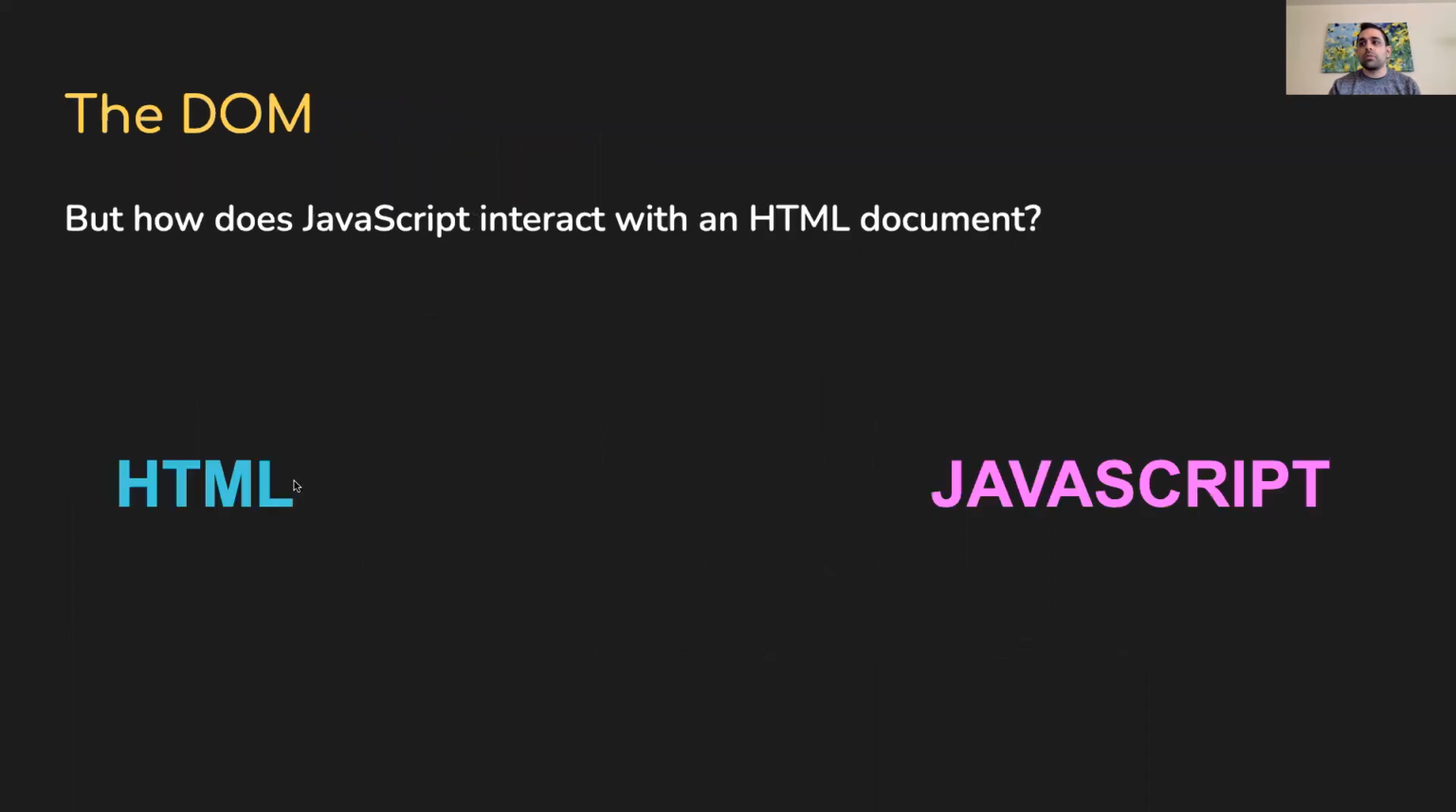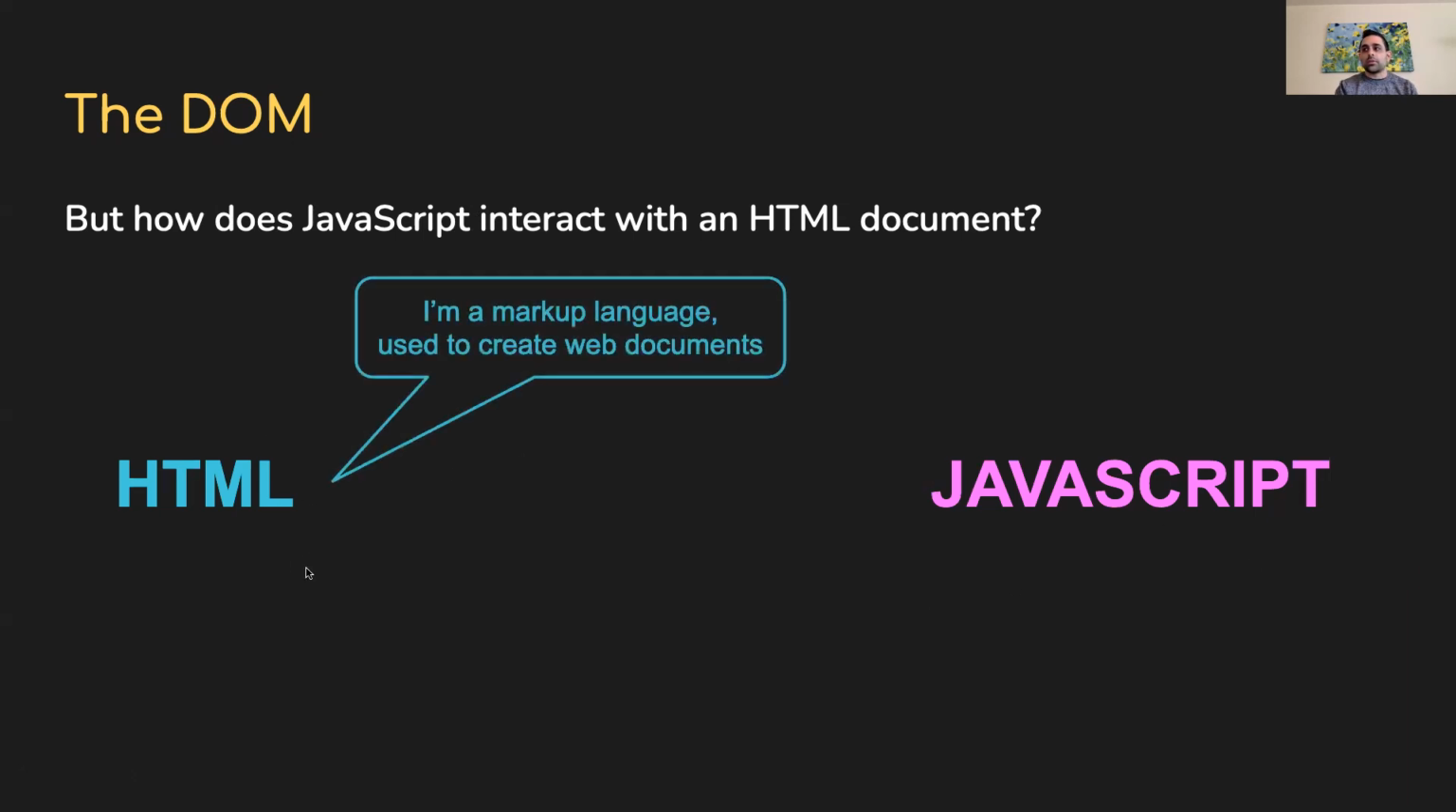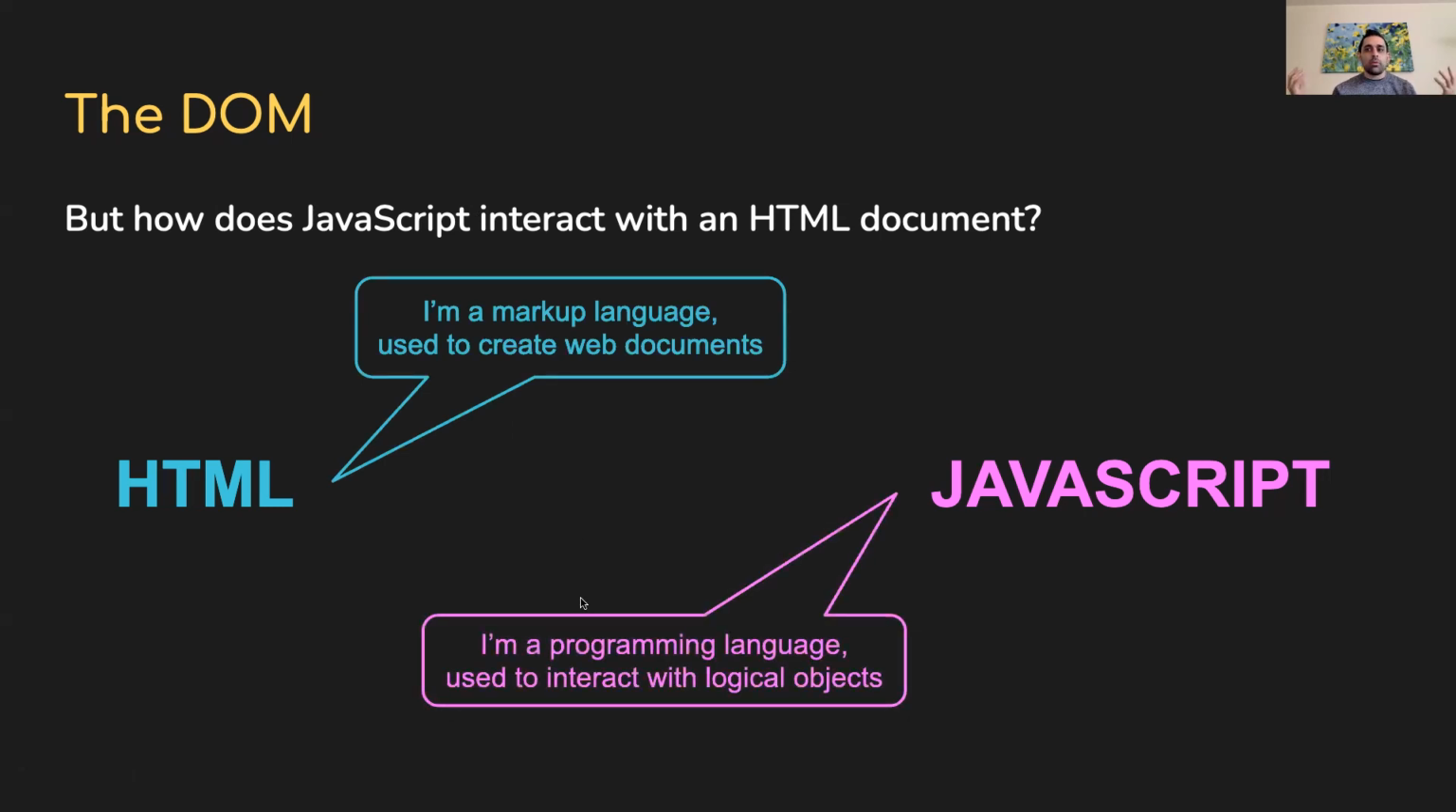Okay, so let's answer a question here though. How does JavaScript interact with an HTML document, right? We have an HTML file, and then we're going to be creating a separate JavaScript file. I guess we don't always have to, but essentially these are two different worlds, right? HTML is a markup language, JavaScript is a programming language. How do they communicate? We have a markup language here on the left, and a programming language here. They're wondering, hey, we want to work together, but how do we do it?